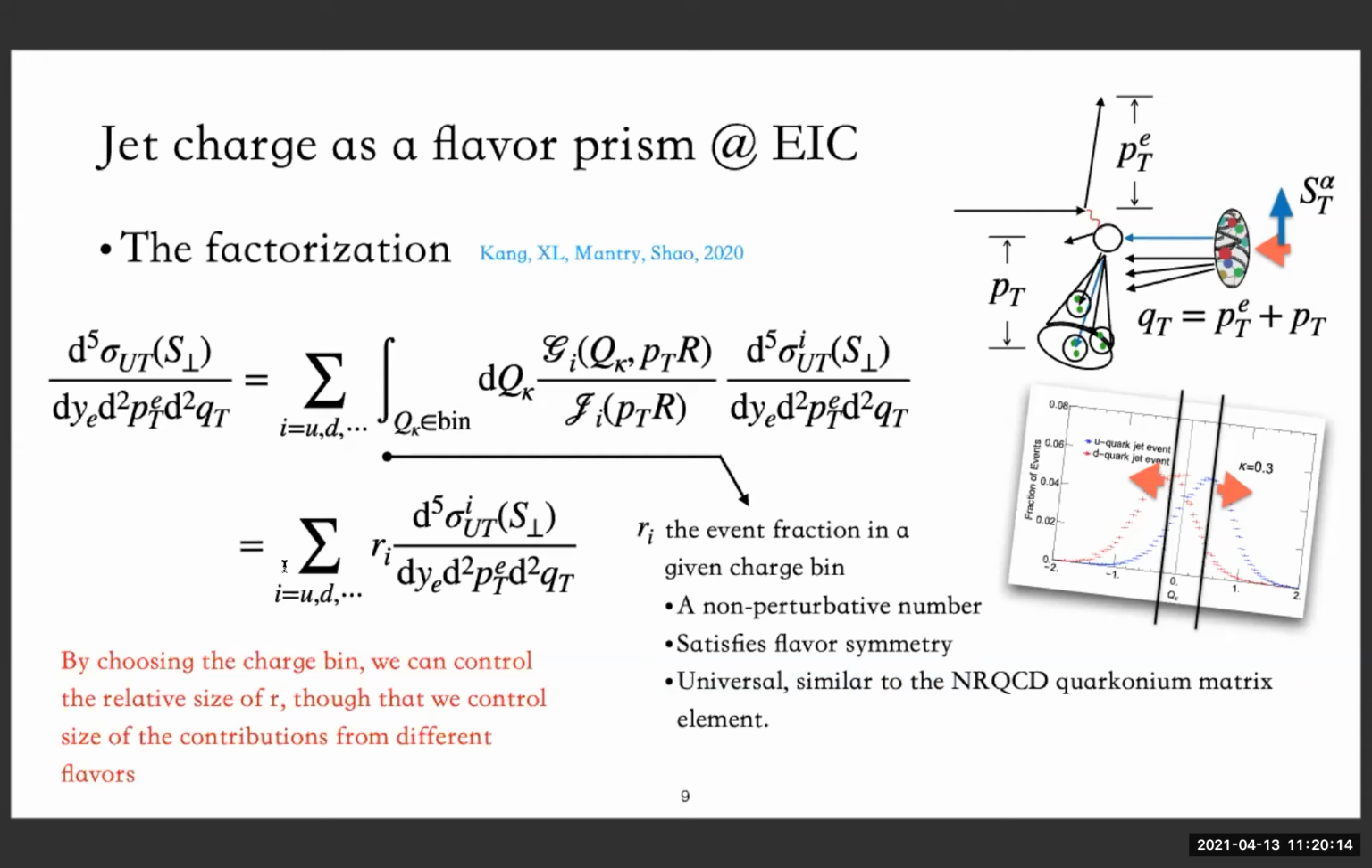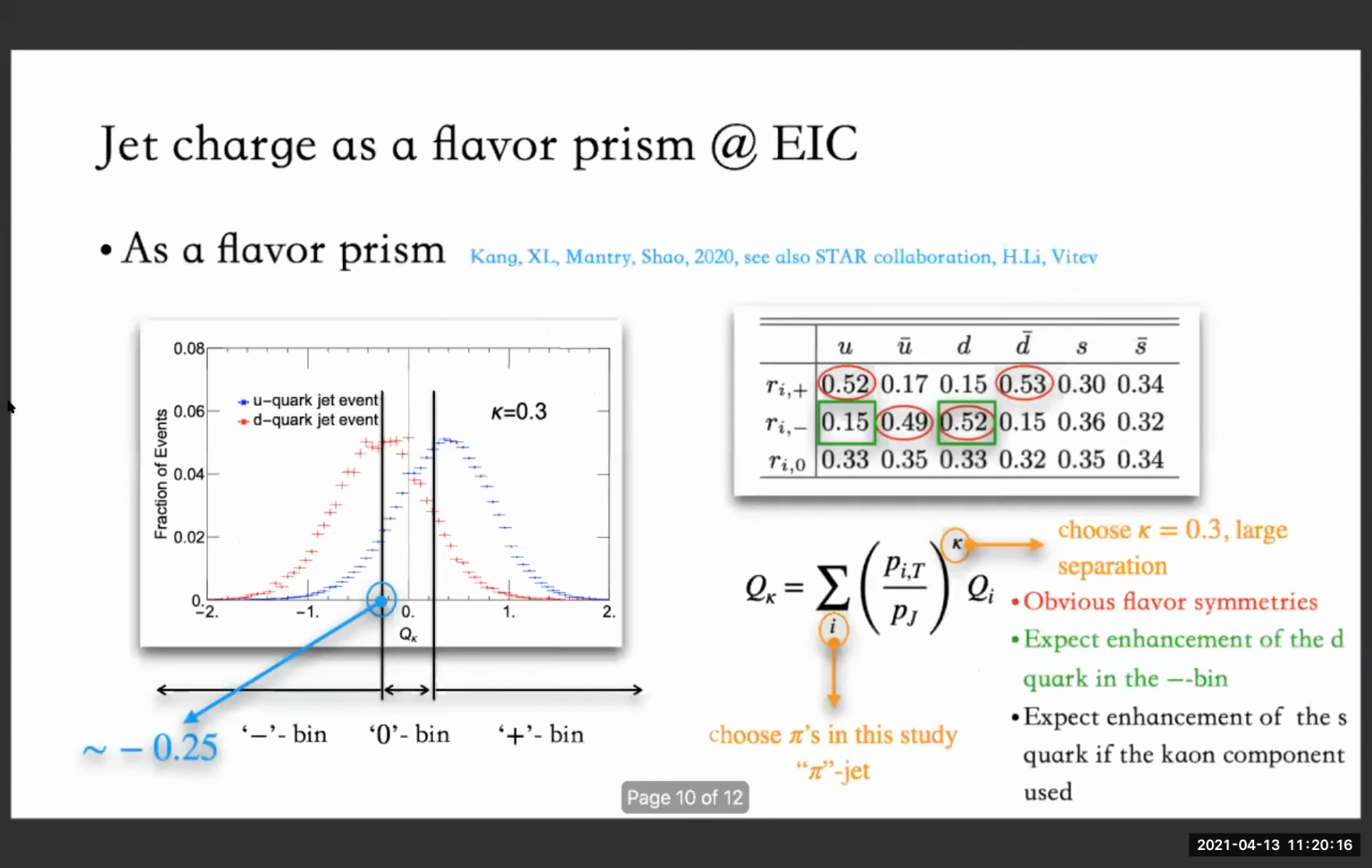So with this factorization at hand, let's study some numerical consequences. We choose kappa equals 0.3 to have a relatively good separation in the peaks. And when we define the jet charge, we choose the pion component of the jets. We further divide the jet charge into three different bins: the positive bin, the negative bin, and the zero or neutral bin, depending on whether the jet charge is greater than 0.25, less than minus 0.25, or some number between them.